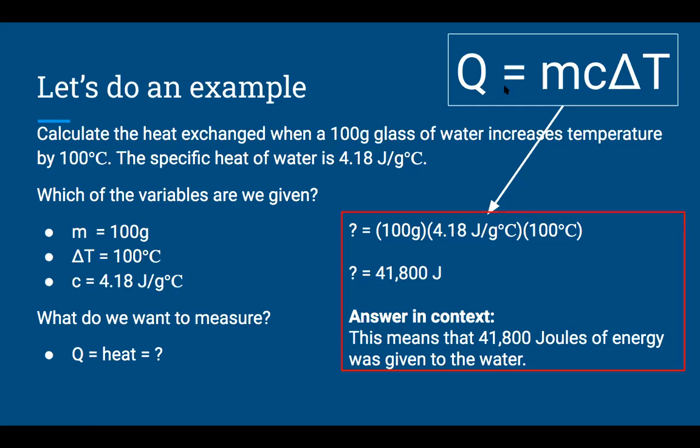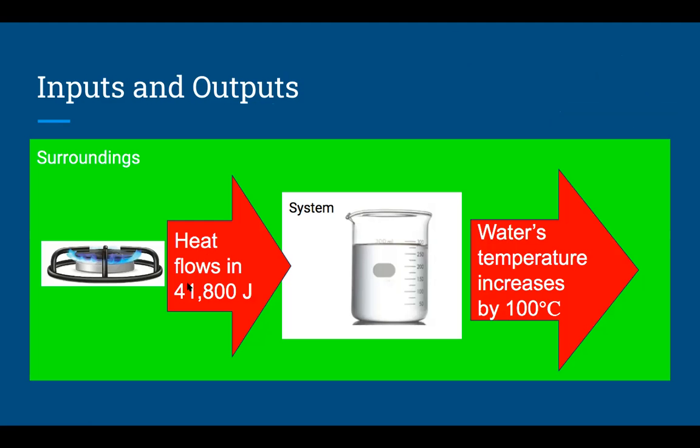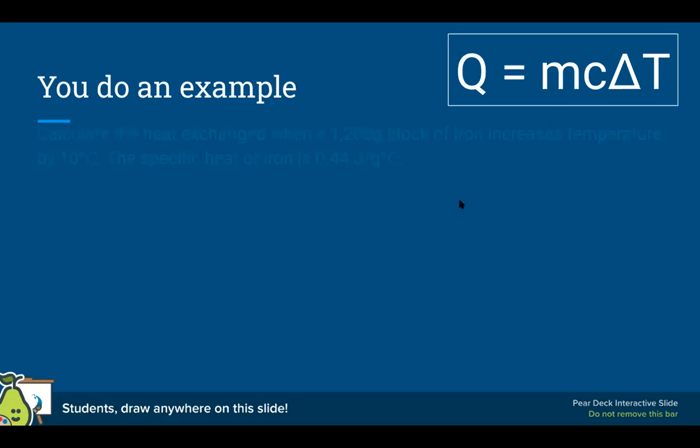Let's look back at that equation. Q equals mc delta T. We have related Q, the input to the system. Q is the input to the system. It's the amount of heat. And the response was the delta T. So we flow in this much heat into the system, and we have the system respond by having the water increase by 100 degrees Celsius.